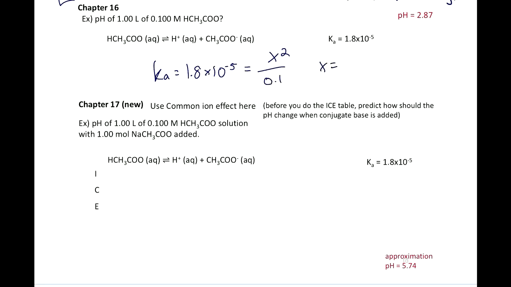X is equal to, what did I get? Boom. 0.00134 molarity, but that's the concentration of what? H plus. Perfect. So then you take the pH of that. Of course, we use the approximation, 2.87. So cool. You put acetic acid in solution, the solution should be acidic. Perfect. Okay. So now we'll do exactly what we kind of proposed earlier, the common ion effect.